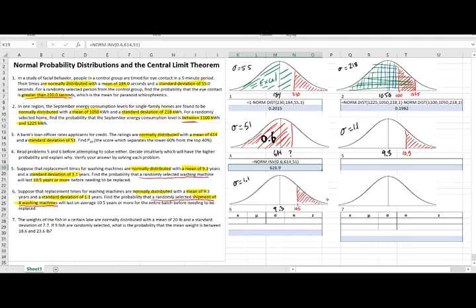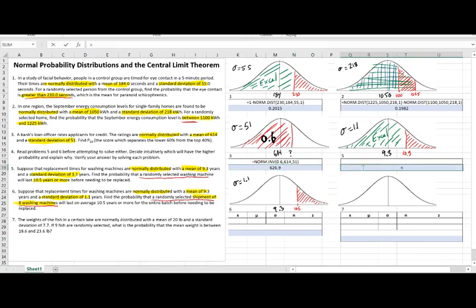Okay, so we could approach number 5 the same way we approached number 1. We want area to the right. Excel could only give us area to the left. So Excel could do the green area. So the red area will be, again, 1 minus the green area.